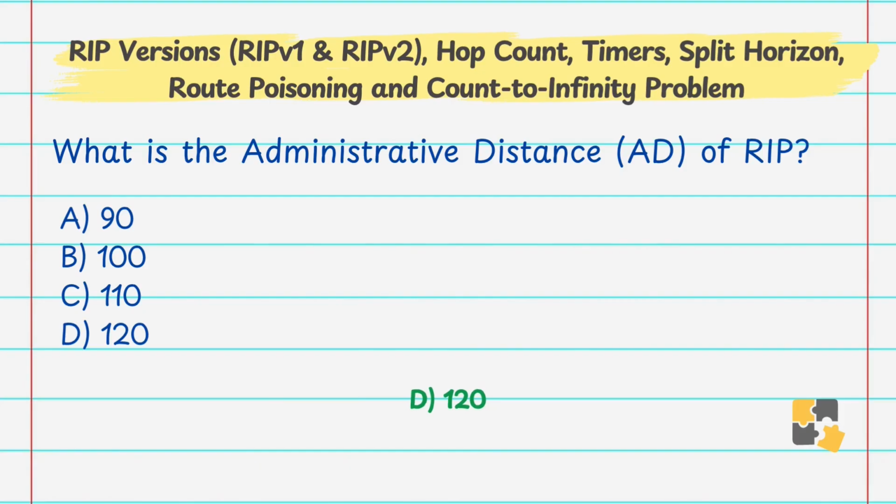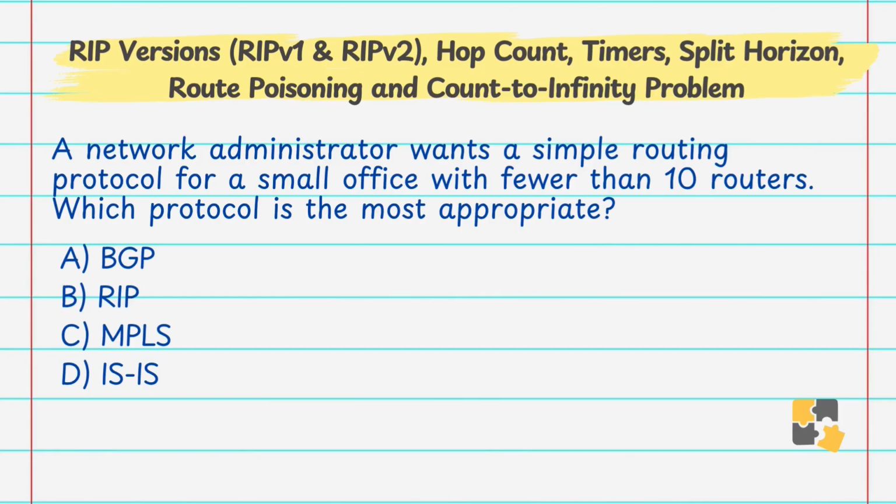A network administrator wants a simple routing protocol for a small office with fewer than 10 routers. Which protocol is the most appropriate? A. BGP, B. RIP, C. MPLS, D. IS-IS. Answer is B. RIP. RIP is easy to configure and is suitable for small, simple networks where scalability is not a major concern.